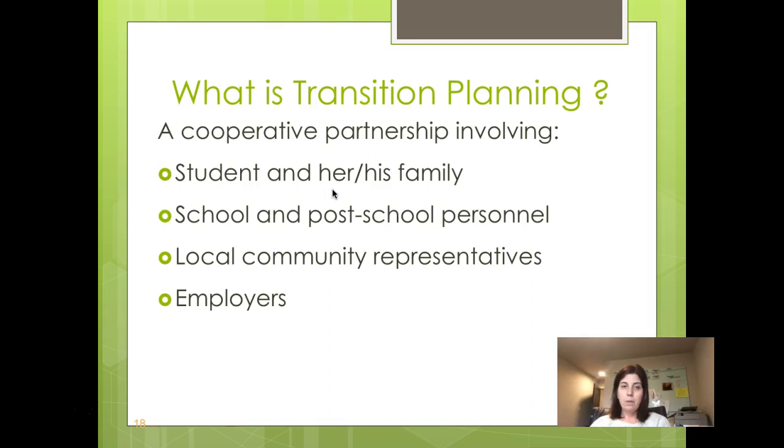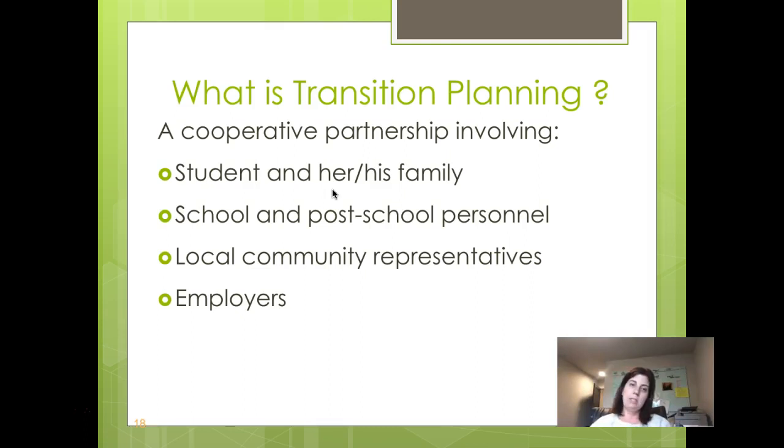So those post-school personnel, like there could be vocational rehabilitation consultants that come. If a student is interested in working in the community, parents or that team might invite others to come in, potential employers, internships, all those types of things. They can be invited and attend, and it can be a partnership between all of those people together.